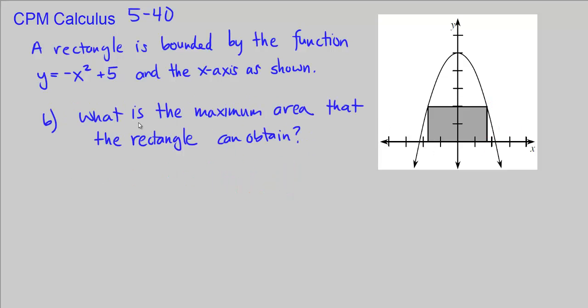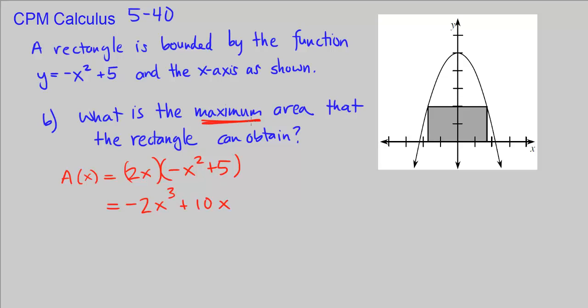Part B says, what is the maximum area that the rectangle can obtain? So the area, we know, is just the base, which we know is 2x, and the height, which we know is negative x squared plus 5. So that's the area. Let's go ahead and distribute the 2x. So we have negative 2x cubed plus 10x.